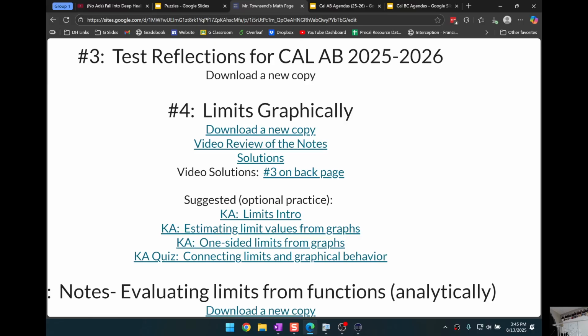Also, just an extra little plug, this is completely optional, but if you know you need certain practice, like if you know you're not great at one-sided limits, I have that be a direct link straight to Khan Academy where you can practice just one-sided limits until you feel more comfortable. It's not a part of your grade right now, but if you know you need to practice, there's no reason to hold off and do it later.